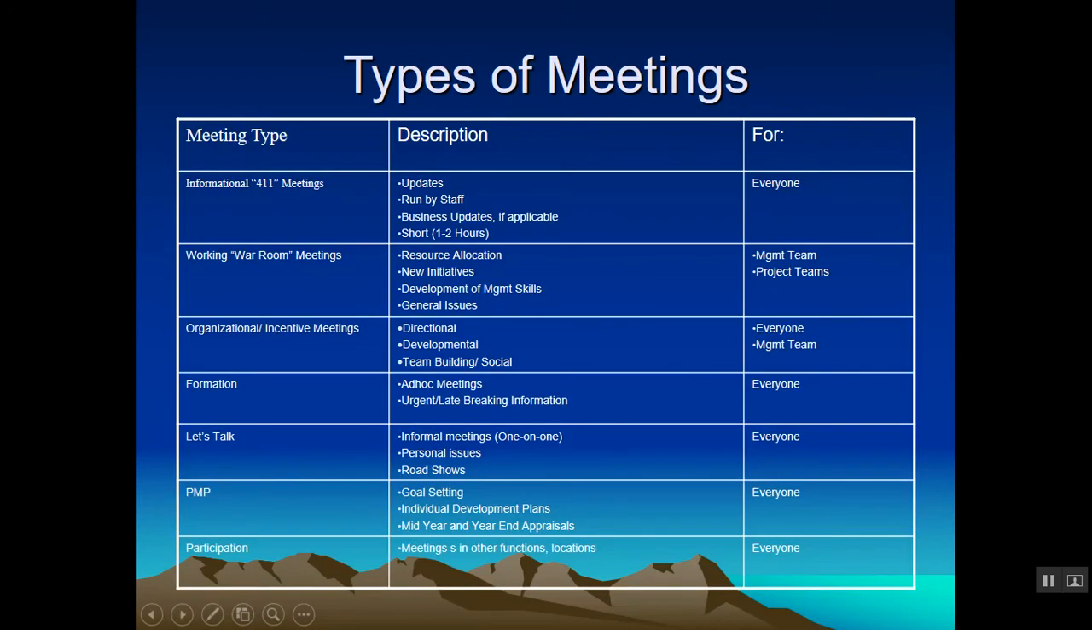When I ran my largest group, at its largest point, about 100 employees, I'll go through some of the meeting types that I used. Down there in the middle, you'll see organizational meeting or incentive meeting. Basically, twice a year, I would gather my group together for some highly directional, developmental, team building, social oriented meeting.